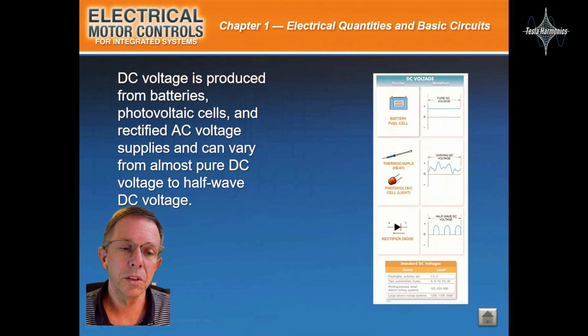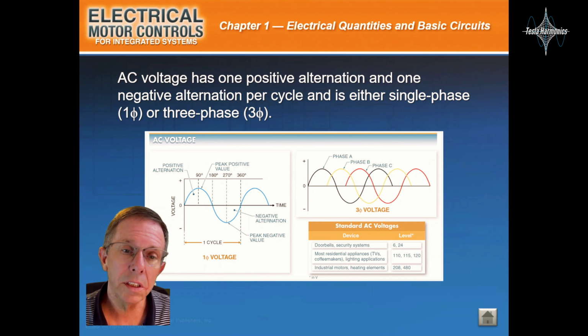DC voltage is produced from batteries, photovoltaic cells, and rectified AC voltage supplies, and can vary from almost pure DC voltage to half-wave DC voltage. AC voltage has one positive alternation and one negative alternation per cycle and is either single-phase or three-phase.